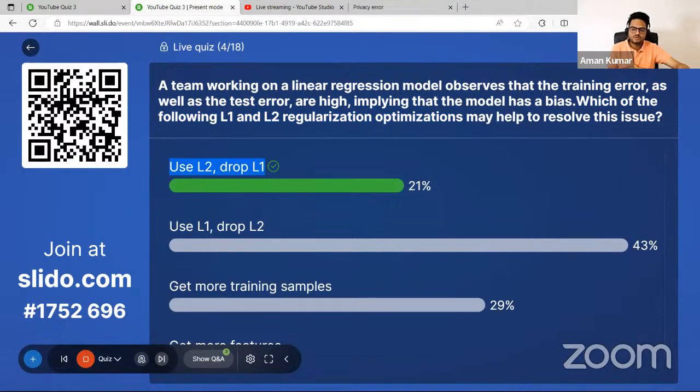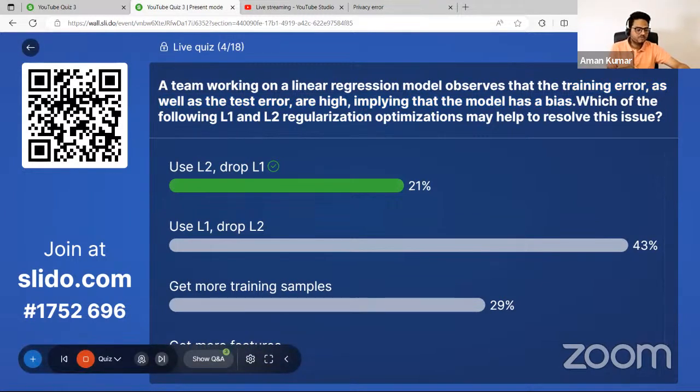How is this an overfitting problem? This is not an overfitting problem, right? Training error as well as test error are high. Training error is high and test error is high. How is it an overfitting problem, you are saying? This is not overfitting. This is an underfitting problem. Both the errors are high. So the model has high bias. This is a high bias scenario. This is not an overfitting problem.